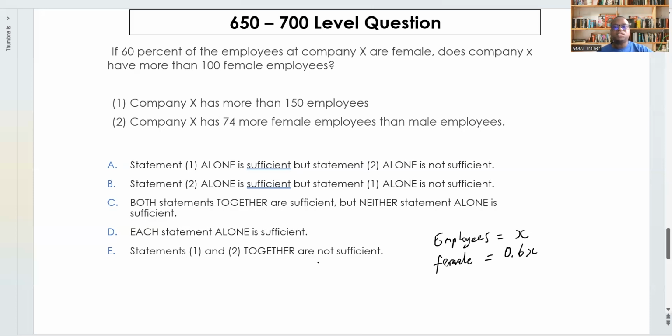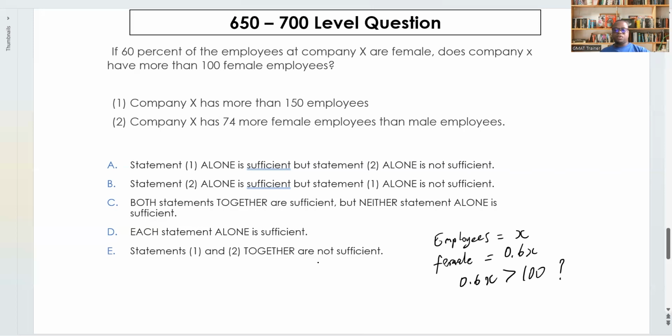So what have we been asked? Does company X have more than 100 female employees? What we're being told is this proportion of female employees, is it bigger than 100? So it's 0.6X greater than 100. This is more or less a proportion, but also an inequality question. If you express it this way, we can get to know.